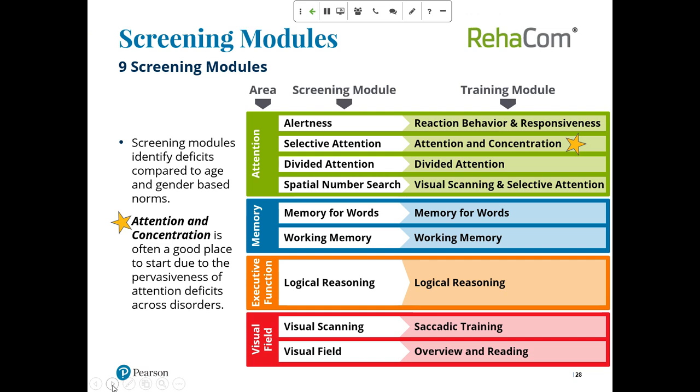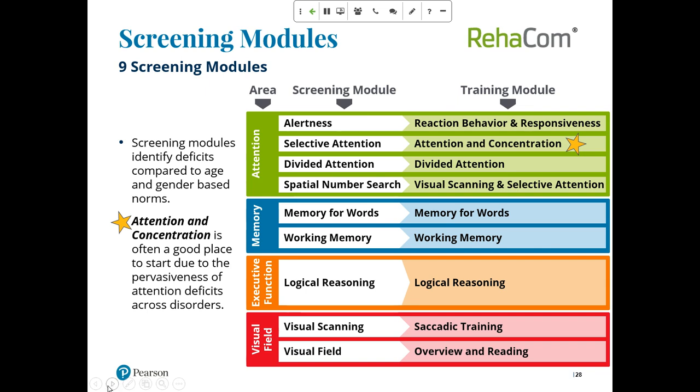On the left-hand side, you can see the module name, and on the right-hand side, what does it do? So in the area of attention, you're looking at alertness. Does the patient react? How responsive are they? And it will measure such things as how quick they are. How long do they take? Can you pay attention to the stimuli that have been selected? And can you divide attention between different tasks? Can you also visually scan and find certain numbers? And can you selectively attend as you're doing that? So those are attention screeners.